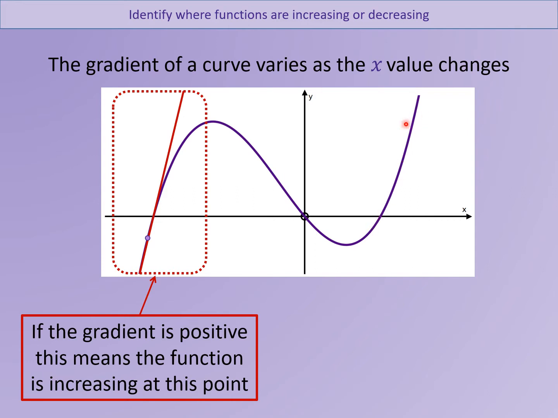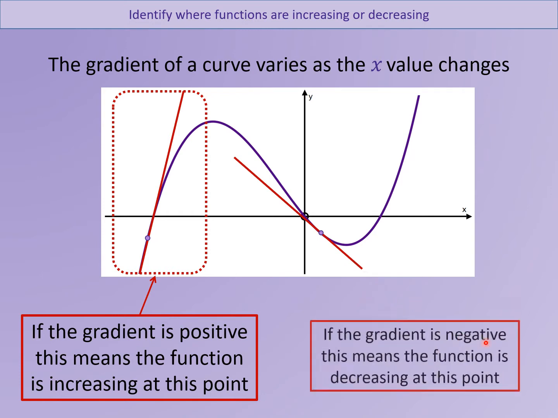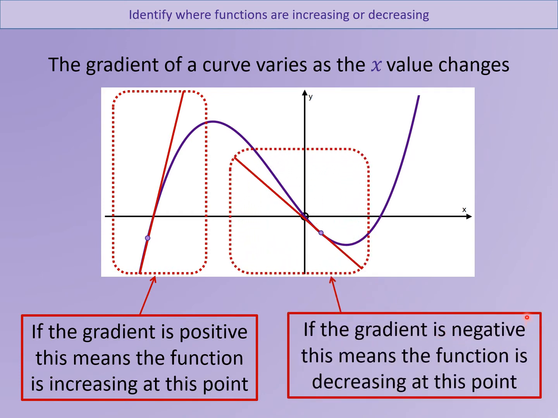Now, if the gradient is going down though, if the gradient is negative, so in this situation, we're clearly seeing that the gradient is going downwards, same as somewhere like there, then the opposite is true. The function is said to be decreasing at that given point. So as the x value changes, it's either going to be an increasing or a decreasing point on the function.